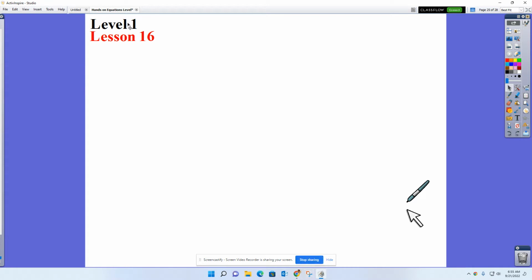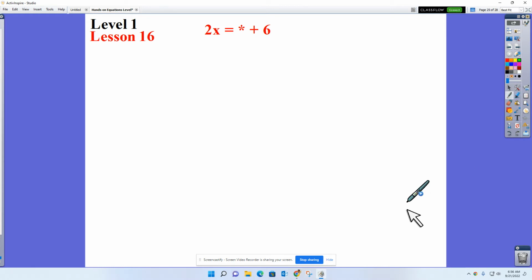Lesson 16, that should say level 2, but lesson 16 gets us into what do I do when I don't have any pieces. So far we've used hands-on equation pieces, the pawns, and the number cubes. Today we're going to look at solving problems if we do not have any of those. So here is my math problem. I have 2x equals star plus 6.